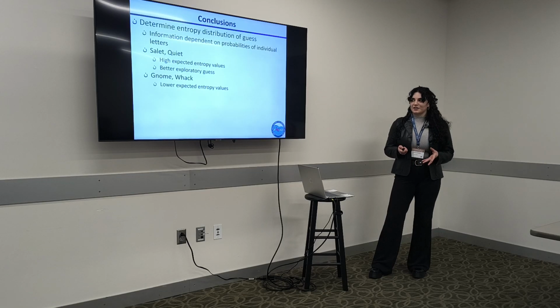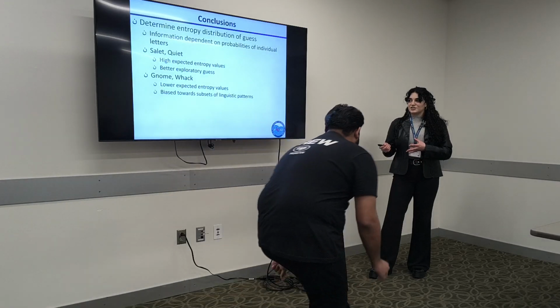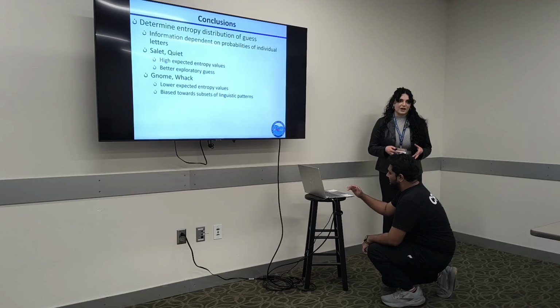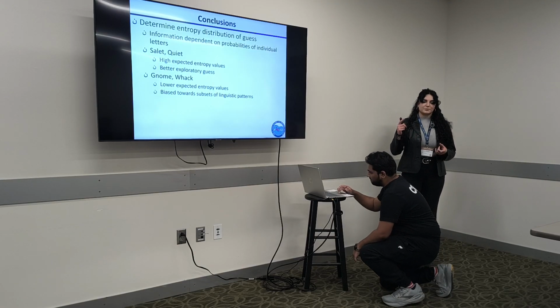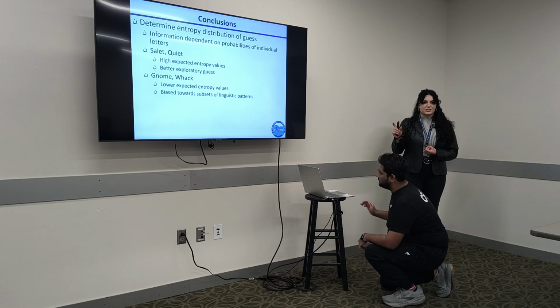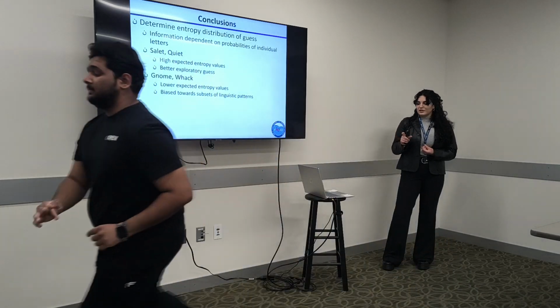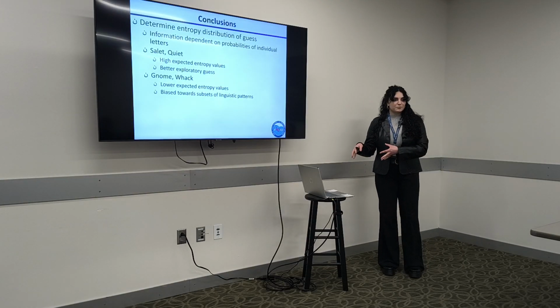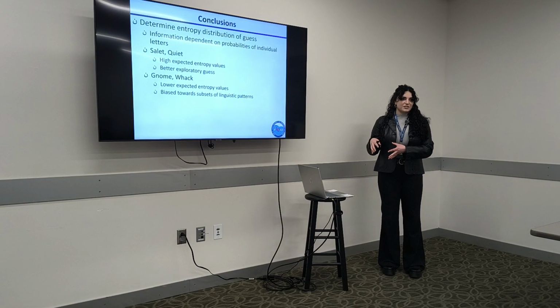Meanwhile, gnome and whack both had lower expected entropy values, but they were biased towards a certain subset of linguistic patterns. They both contain silent letters, and whack has the CK, which are two letters that very frequently occur together. So they both follow structures that Tracy Bennett is more likely to include in her selection of answers.